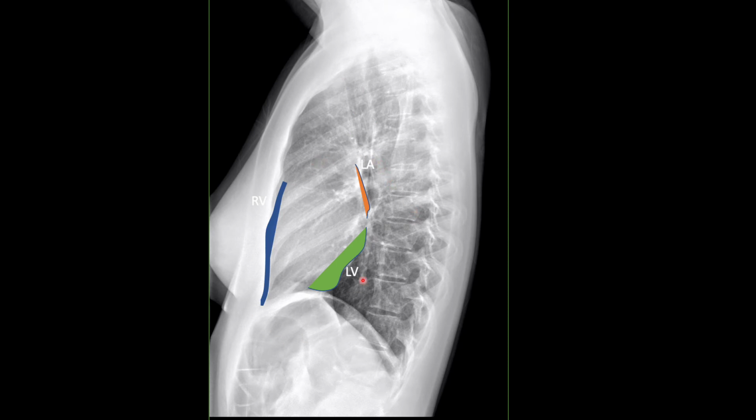If you look at the heart on the lateral view, so if you look at the front of the heart, the area that makes up the anterior aspect of the heart is your right ventricle. The left ventricle is posteriorly located, so the back wall of the heart is made up of left ventricle, and the top of the back of the heart is your left atrium.